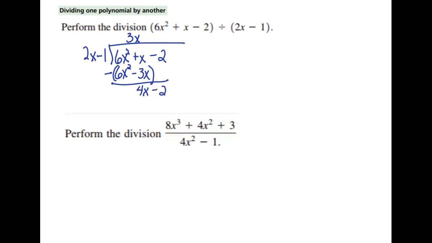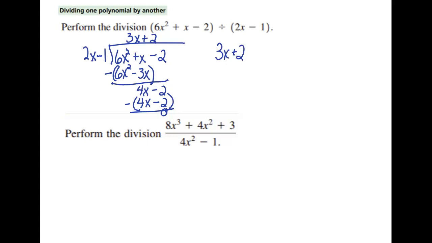How many times will 2x go into 4x? And that goes 2 times. So that's plus 2. 2 times 2x is 4x. 2 times negative 1 is negative 2. We draw our line and subtract everything again. And all that cancels out and gives us 0. So that means our remainder is 0. So our answer for this problem is going to be 3x plus 2. That's our final answer.